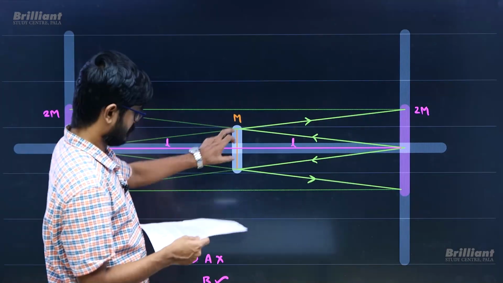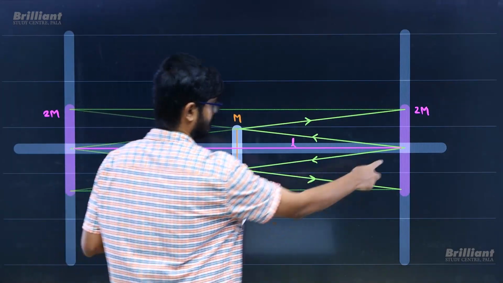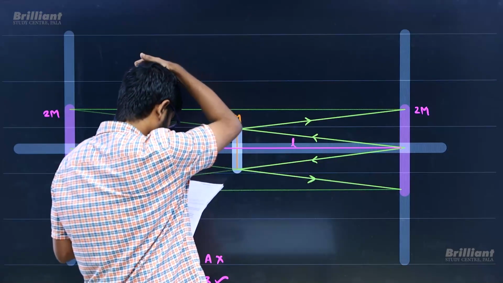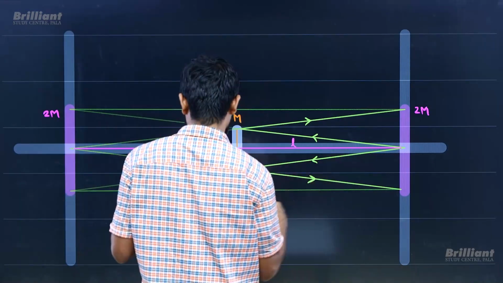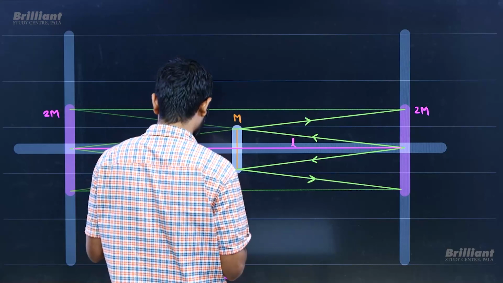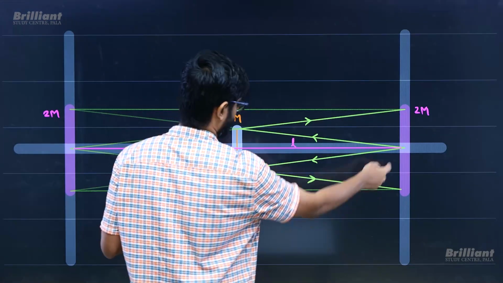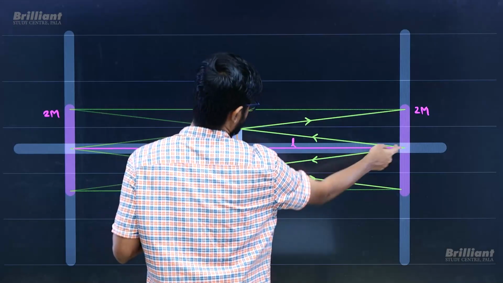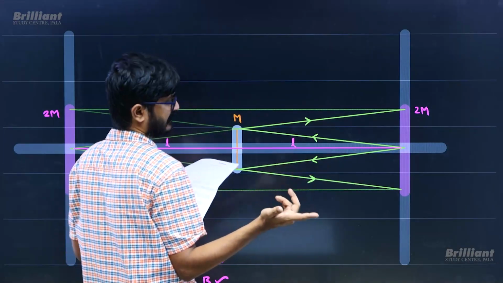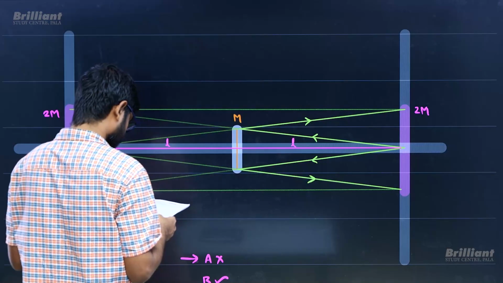A plane mirror M is arranged parallel to the wall, at a distance L from it. The light produced by a point source kept on the wall is reflected by the mirror and produces a patch of light on the wall. So there is this thing. I have taken it symmetrical; you can take it unsymmetrical also, that's up to you.